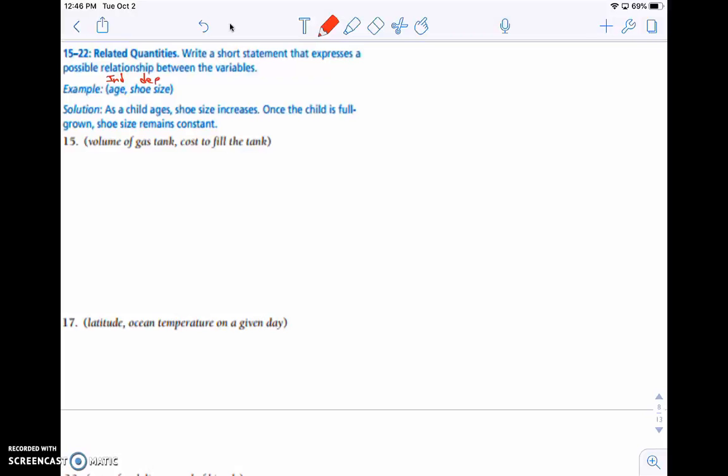So in our first one, we're looking at the volume of a gas tank and the cost to fill. Okay, and in this case, we can say, as the volume increases, so the larger the gas tank, the cost to fill the tank will also increase. Because as you get a bigger and bigger tank, you're going to put more and more fuel in there, so that cost is going to increase. So the cost to fill the tank will depend upon the volume that you have in there.